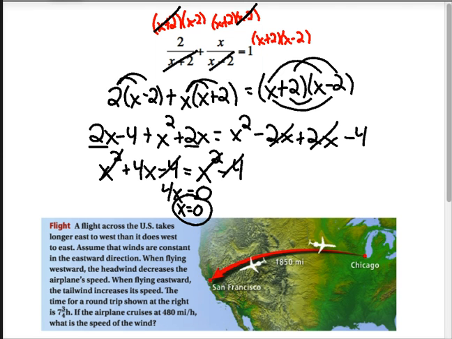Now again, it's always a good idea to go back and check. Well, no, that won't make me divide by 0, so it is a legitimate solution to our equation. And that means we are done.